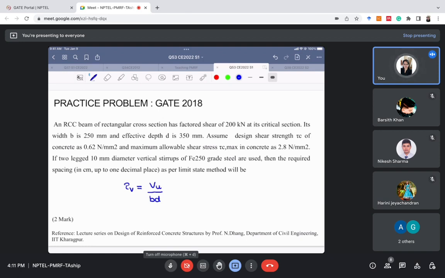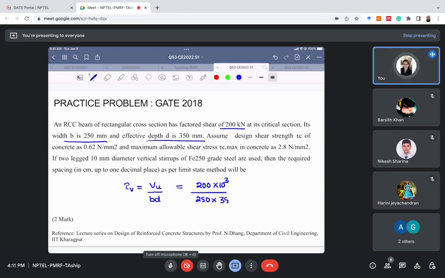VU in this case is, what is the value of VU in this case? Is it given? Yeah, 200 kilonewton. So 200 kilonewton is given to us. So let's calculate it in mm. What is the value of B? B is given to us as 250 mm, and D, the effective depth, is 350 mm.